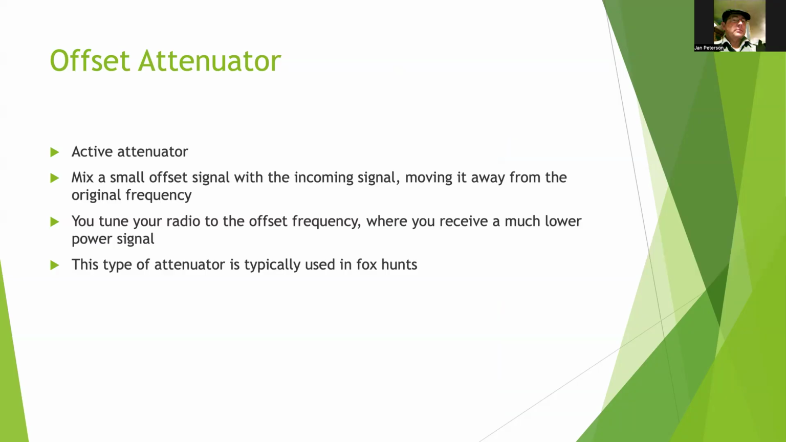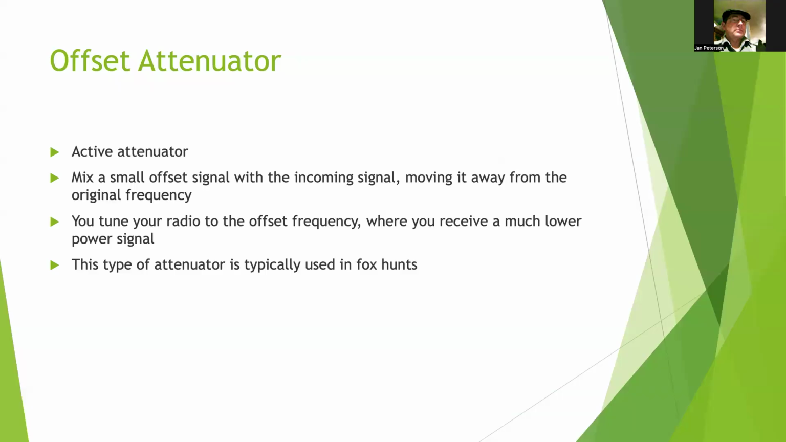So the other thing that's used in fox hunting is what's called an offset attenuator. And this is an active device, so it actually requires power to work, okay? What it does is it mixes a small offset signal with the incoming signal, and that essentially causes the signal to move away from the original frequency. And you've got one, yeah.